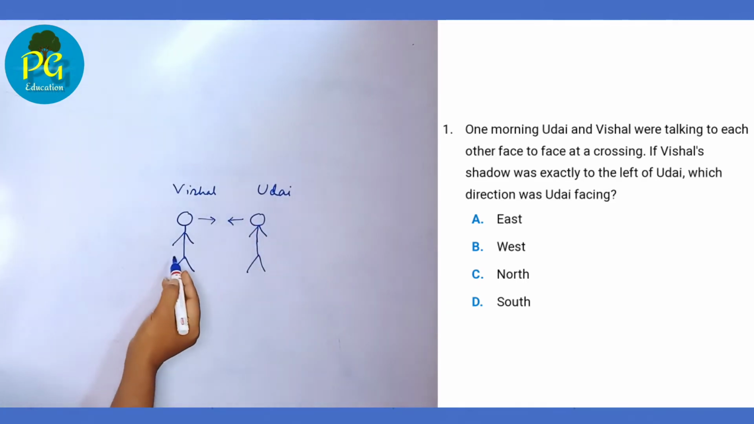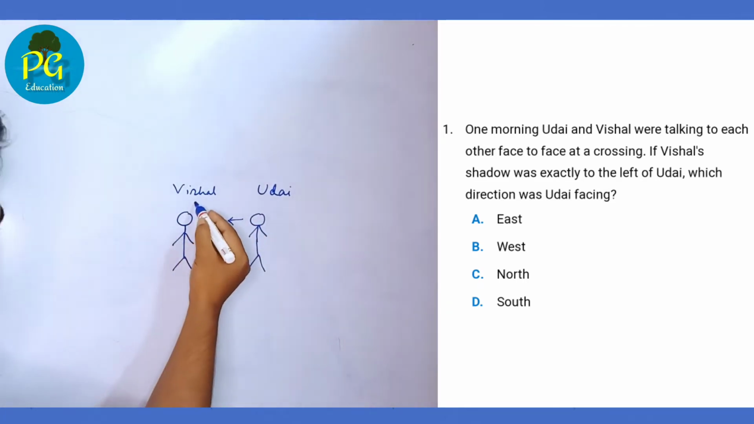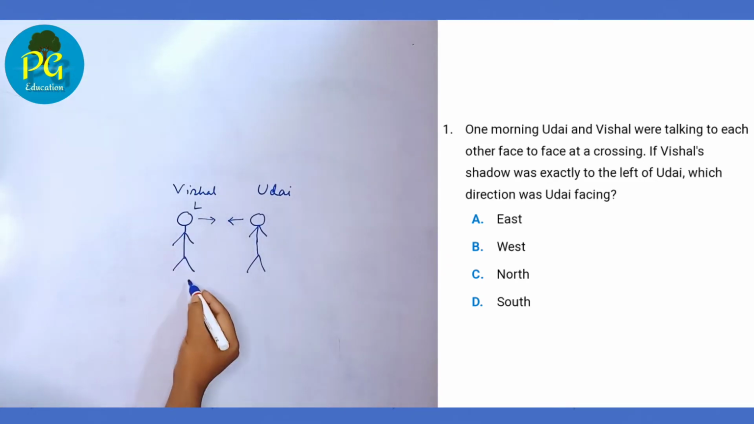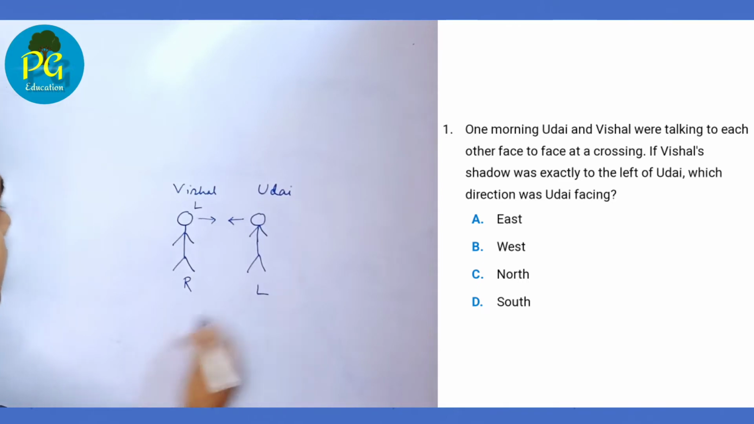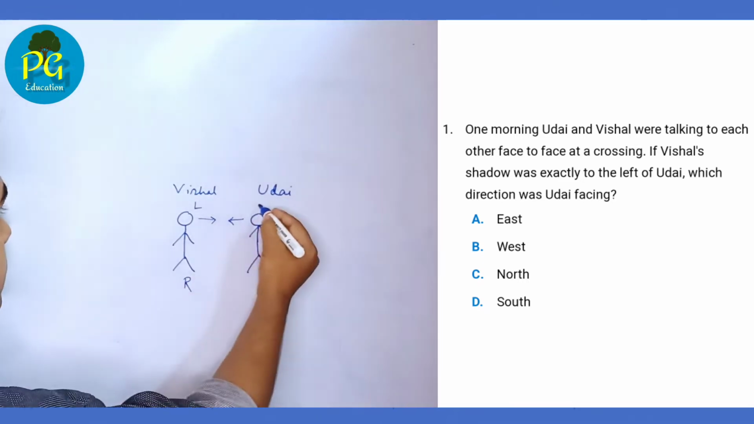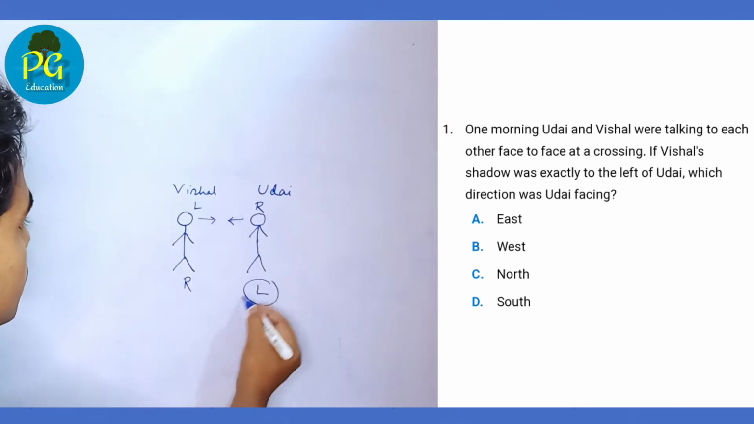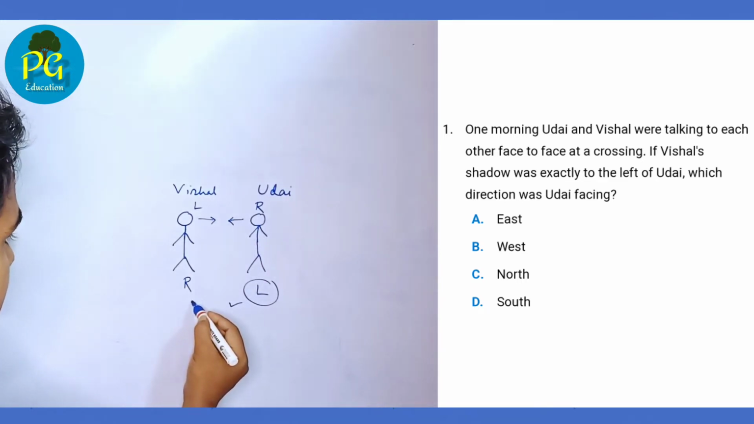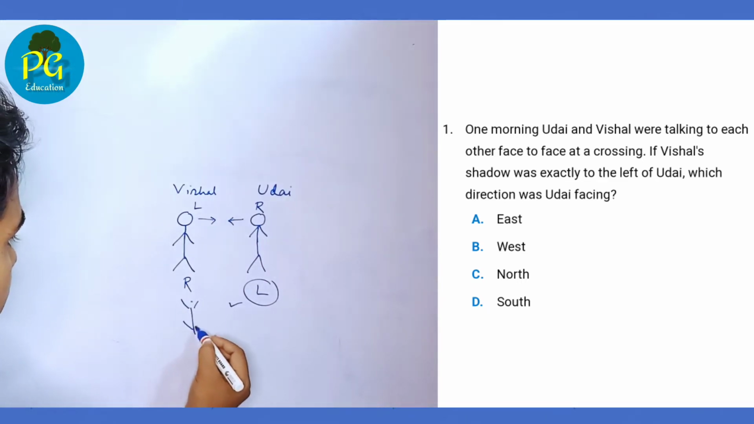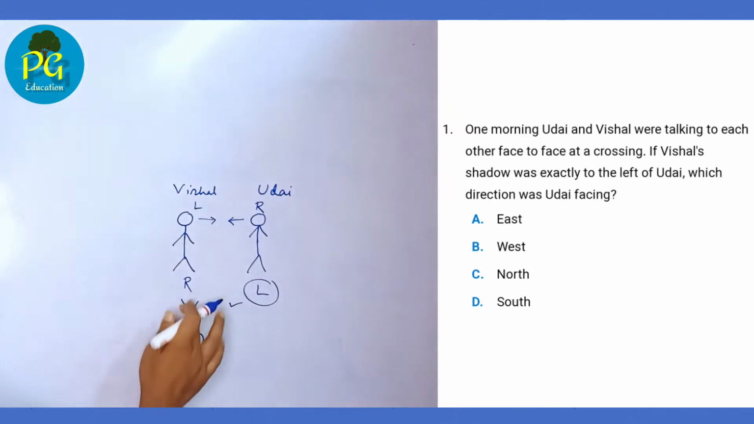Okay, so Vishal's left hand side will be this side and Vishal's right hand side will be this side. Uday's left hand side will be this side and Uday's right hand side will be this side. Now it is given that Vishal's shadow is exactly at left of Uday, that means this side. This is the shadow of Vishal to the left hand side of Uday. So what is the time of the day? It is morning.